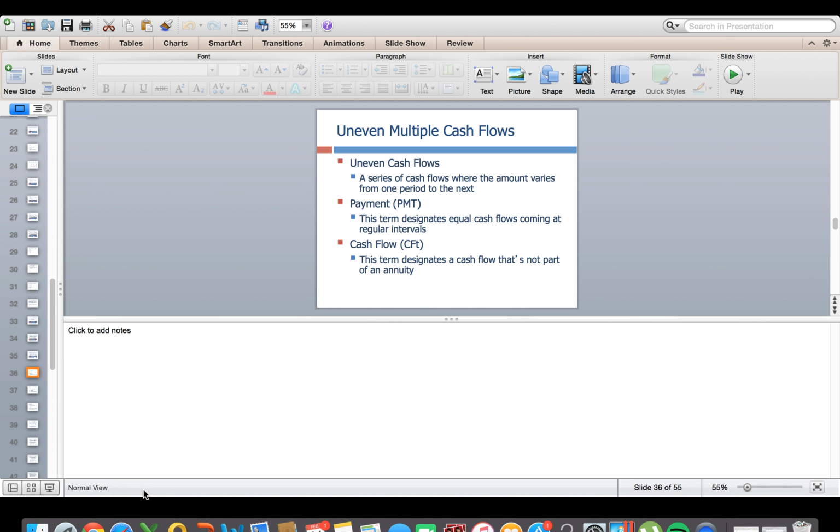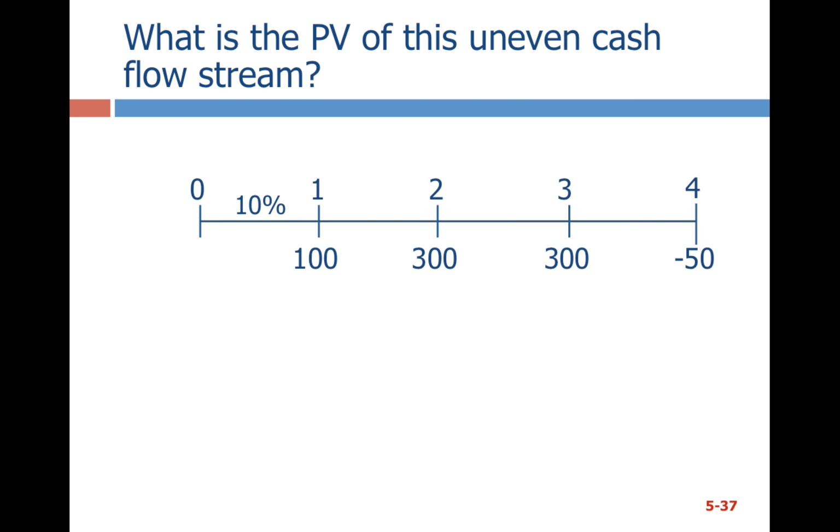I should maximize this so you can see a little bit better. Okay, so we are asked what is the present value of this uneven cash flow stream in your exercise, and you can see here it's at 10%. In period 1 is $100, period 2 $300, period 3 $300, period 4 negative 50.